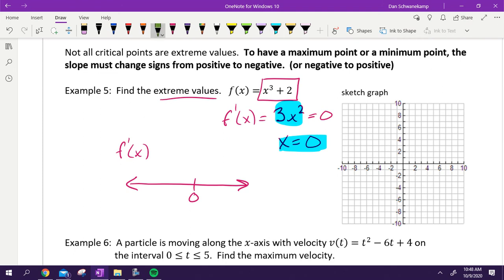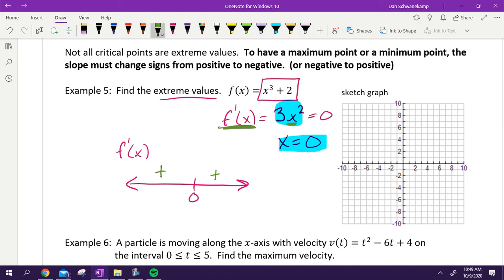What's a number less than 0 to plug in? -1. If I plug -1 in right there, -1 squared, positive times, oh, it's positive. What's a number bigger than 0? 1. If I plug in 1, I'm going to get positive. Remember, I'm plugging into the derivative. So what is 0? Is 0 a max or a min? Neither. Let's understand why. X cubed plus 2.